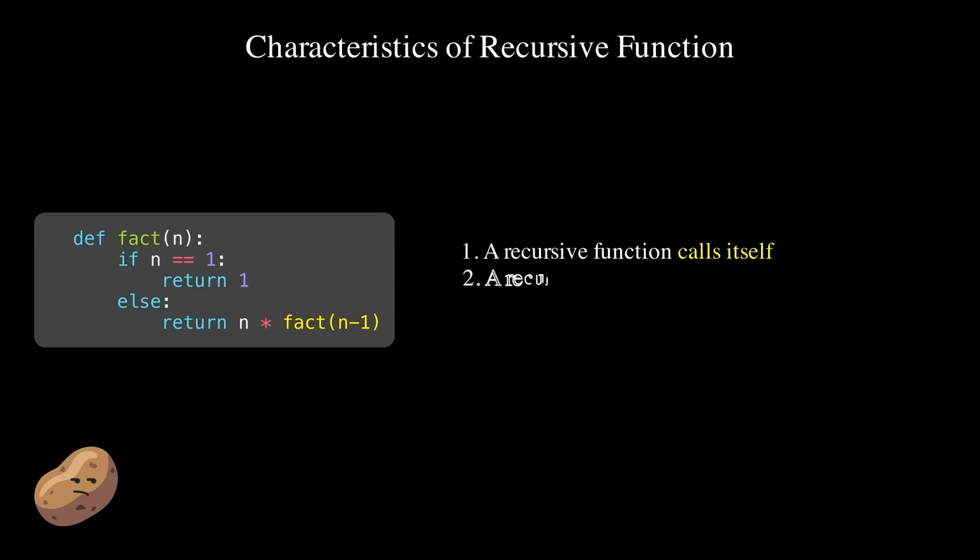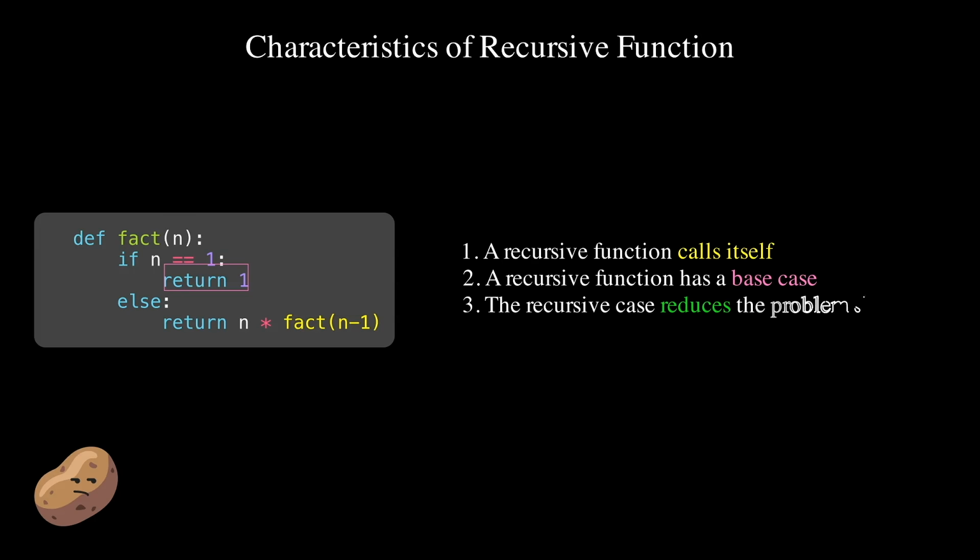2. The function has a base case, which is how it handles the smallest problem size. For example, the factorial of 1 is just 1. No one's going to question that. The base case is how the function prevents an infinite recursive call.